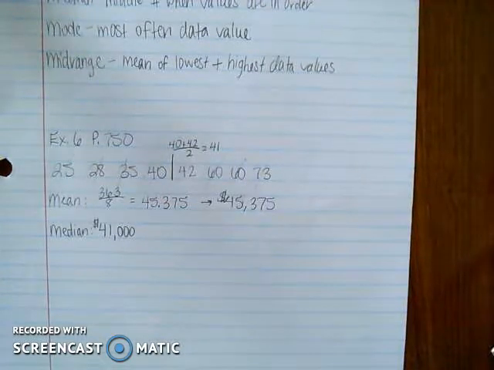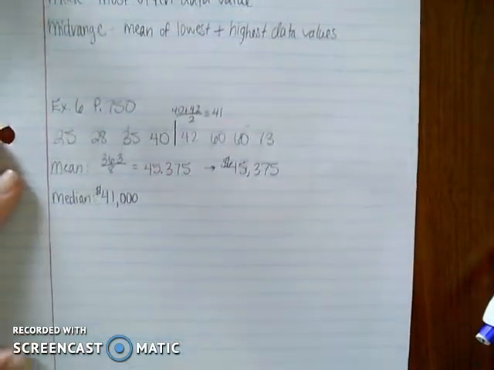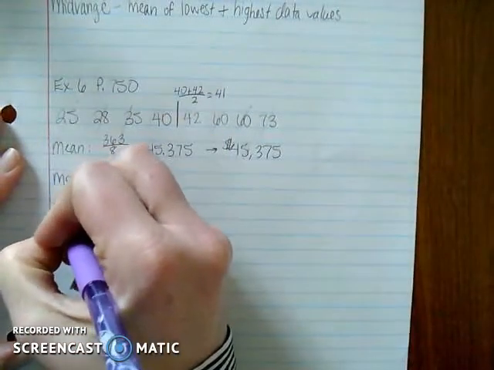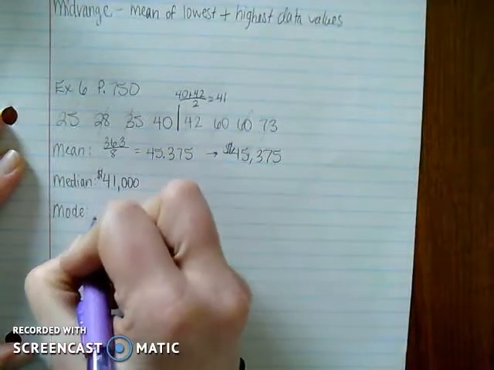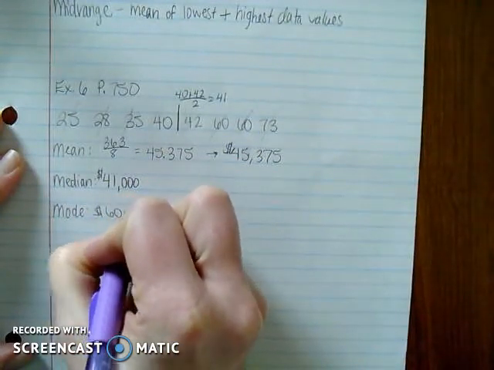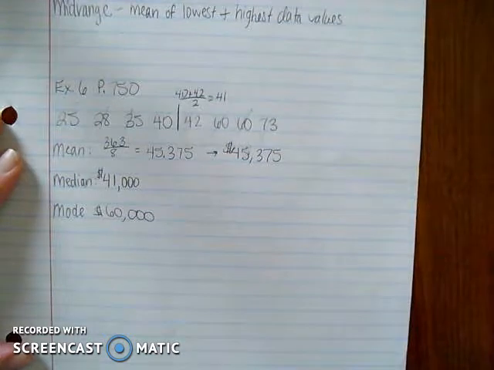So anyway, 40 plus 42 divided by 2 is going to give you 41. So if you can't find the number easily, you just need to find the mean of those middle 2 numbers to get your median. Okay. Mode, again, is the one that is most often used, and you can see we have 60 that is used twice. Nothing else is used twice, so 60,000 is the mode.